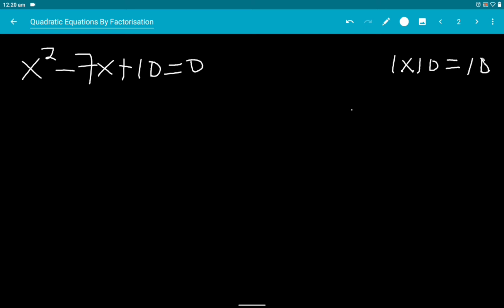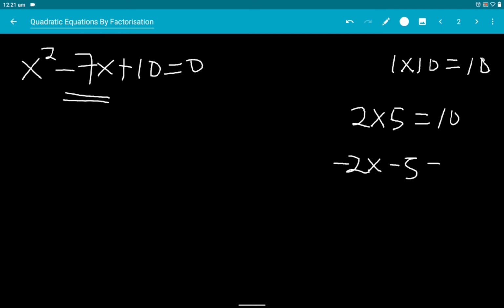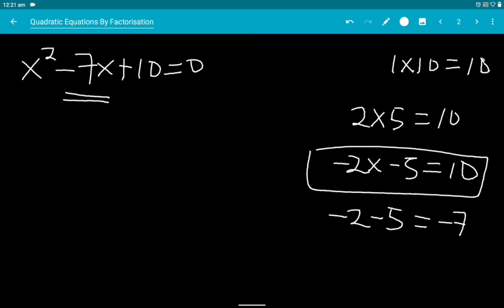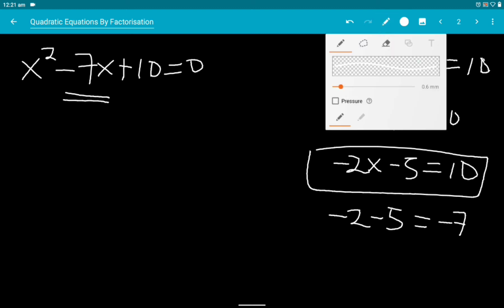So if you think, you realize that 2 and 5, if you multiply these guys, you get 10. But if you add them, you get positive 7 instead of the negative 7 that we have over here. So to do that, we need to negate these two guys. So if we have negative 2 multiplied by negative 5, we are still going to get positive 10. But if we add negative 2 and negative 5, we are going to get negative 7. So it means negative 2 and negative 5 will be our perfect factors in this case. So we are going to use them for the calculation.